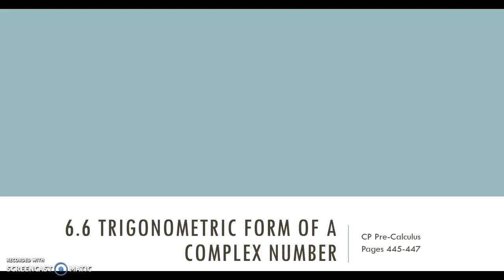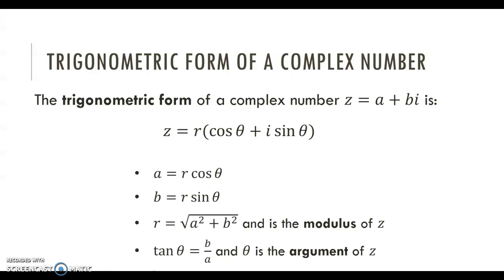To finish up, we are going to do section 6.6, which is the trigonometric form of a complex number. The part of the section that we are doing can be found on pages 445 through 447 in your textbook. So let's begin by looking at what is the trig form of a complex number.